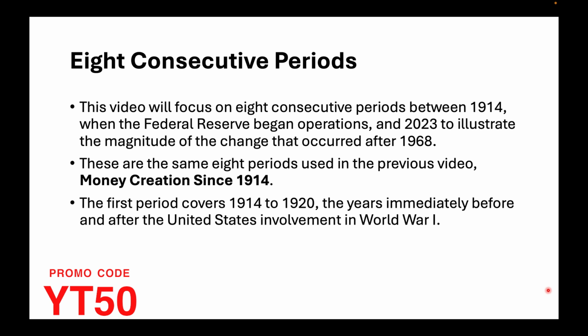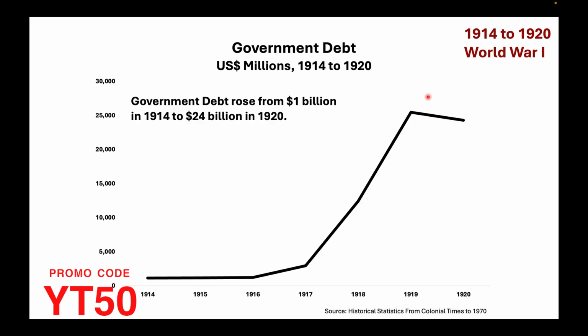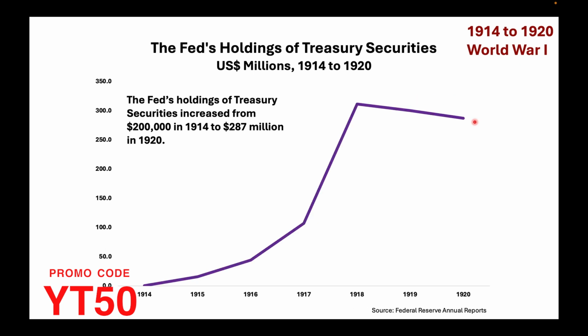The first period covers 1914 to 1920, the years immediately before and after the United States involvement in World War I. During this period, the annual increase in government debt peaked in 1919 at $13 billion. Government debt rose from $1 billion in 1914 to $24 billion in 1920. The Fed's holdings of Treasury Securities increased from $200,000 in 1914 to $287 million in 1920.